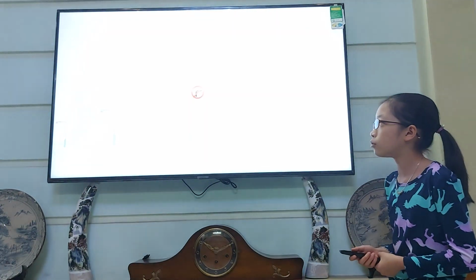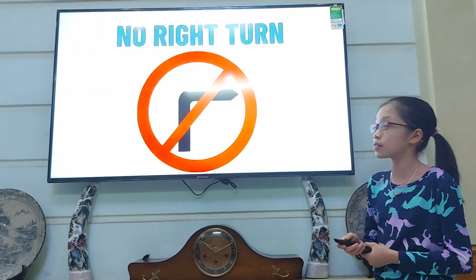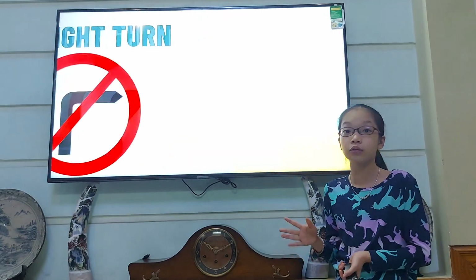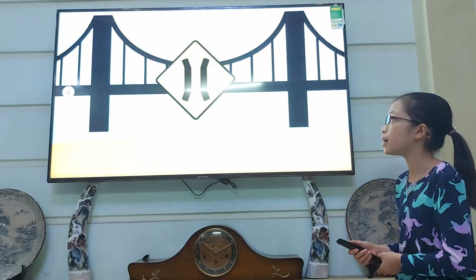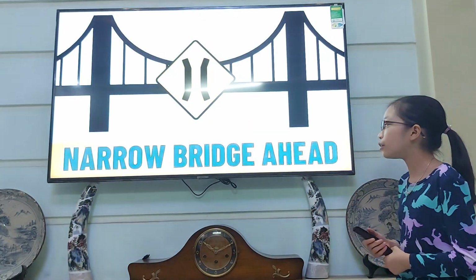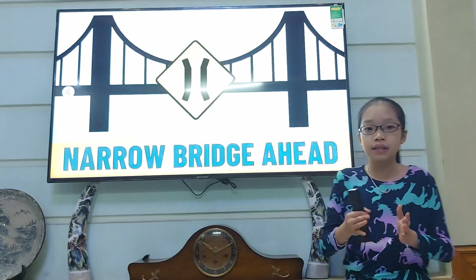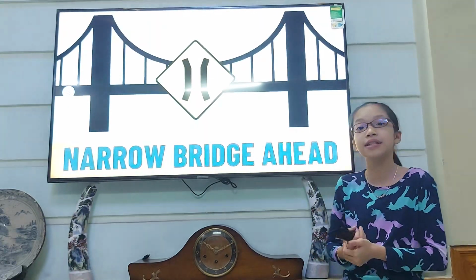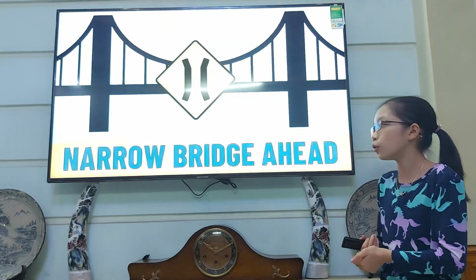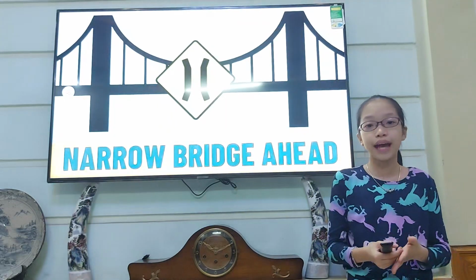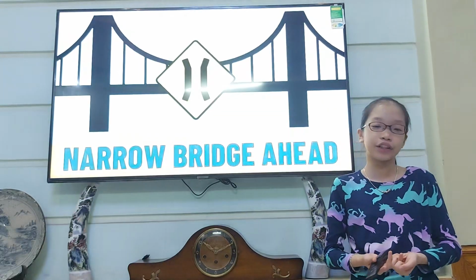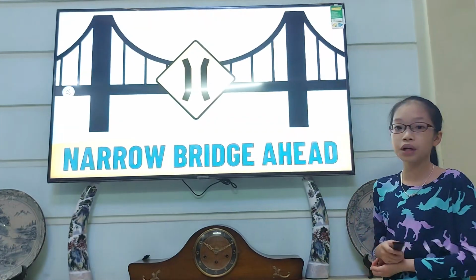And next we will have a road sign, which is, can you guess? No right turn. Again, change position. You can't turn right here. No right turn. And here it's narrow bridge ahead. So this is narrow bridge. That means when you walk, you don't know, but when you see this road sign, you'll know that there is a narrow bridge ahead, and you'll be more cautious and you won't get into danger.